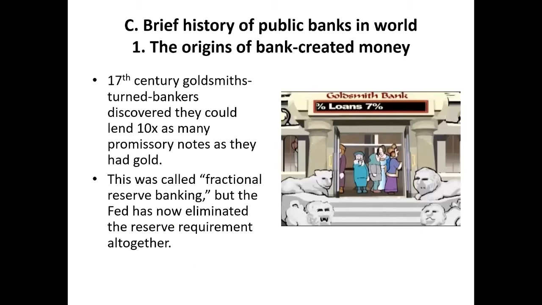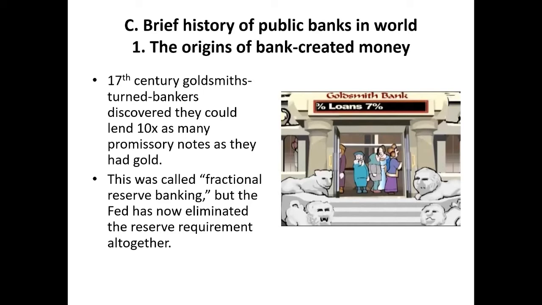All right, now we'll do a brief history of public banks. The origin of bank-created money is important. It really arose out of the 17th century goldsmith, who discovered that when they held for security purposes people's gold so that it would be safe, they would give a receipt for that gold, let's say $100, and they discovered that most people did not come for their gold all the time, but only about 10% of it.